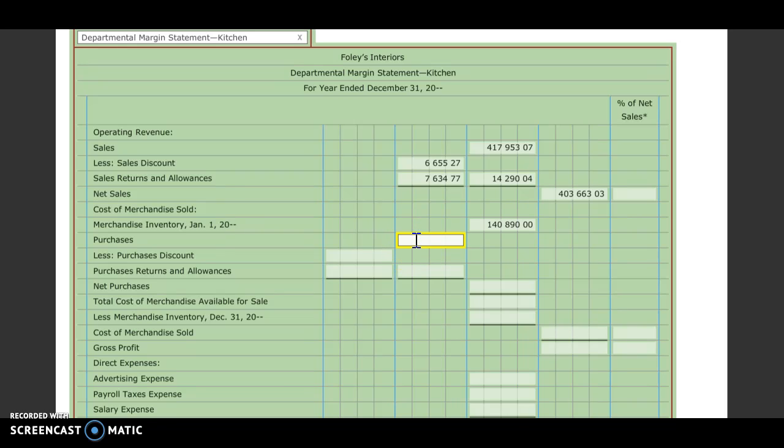Now we'll go back to our adjusted trial balance to get our purchases. Our purchases for kitchen was $204,164.91. Then we need to put in those deductions. Remember, we're just looking at kitchen right now. Purchase discount is going to be 2,505.71, and returns and allowances is going to be 4,925.52. We'll add those two together.